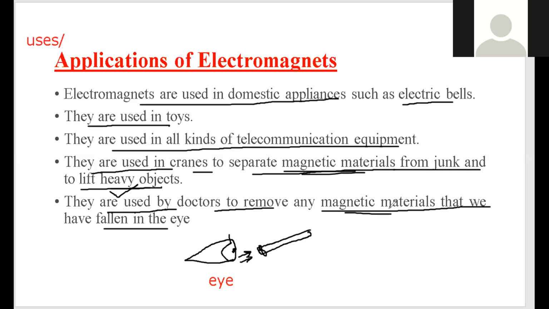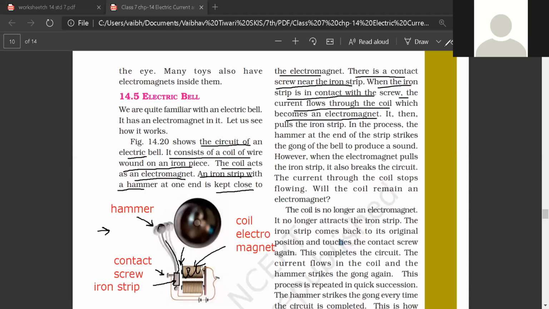So hope it is clear to everyone. So in this electric bell we have discussed the hammer, that this part is hammer, here is the contact screw, here is the iron strip, and this part is the electromagnet, or the coil. And this is known as gong. Just remember this, that this is known as gong.